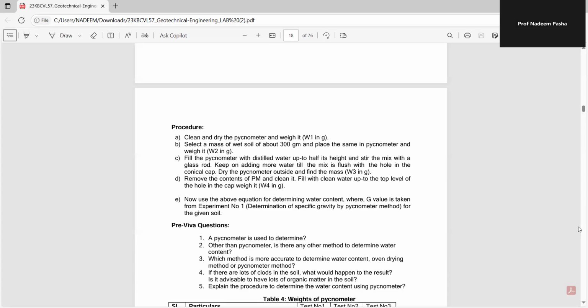So, what are the pre-lab questions? A pycnometer is used to determine specific gravity as well as water content of soil. Other than the pycnometer, is there any other way to determine water content? Yes. The density bottle method is there, the oven drying method is there. So, other different methods are available.